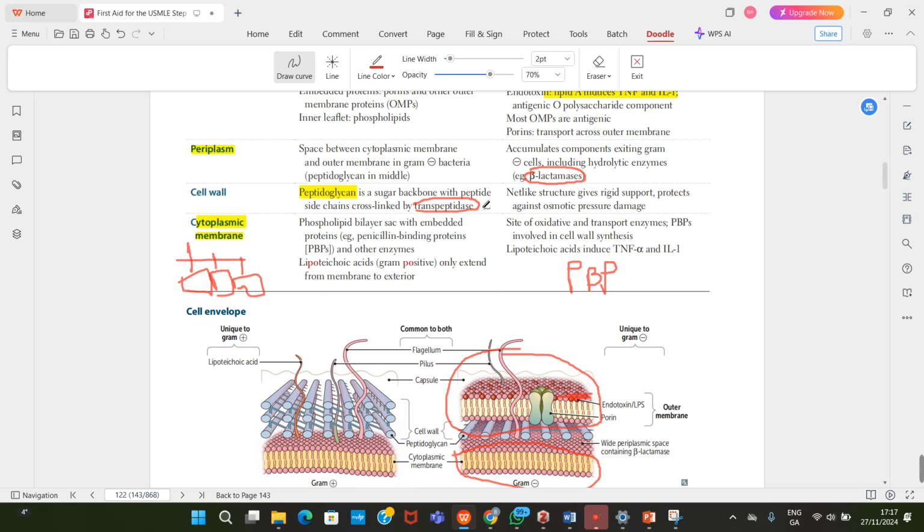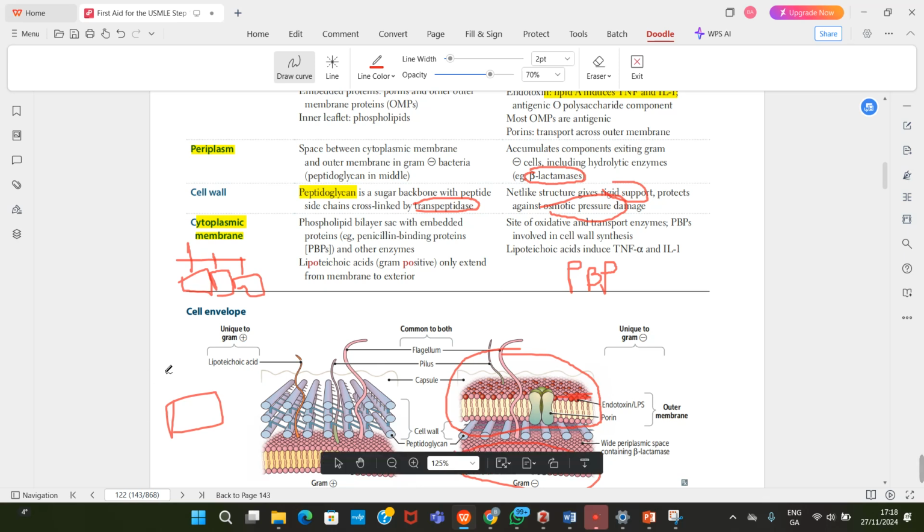And what is the function of the cell wall? It is there to provide rigid support for the cell so that it doesn't die easily and doesn't break, and also to offer resistance against osmotic pressure. Just imagine that a cell gets filled with too much water; it will start ballooning, but because of the peptidoglycan cell wall, it will not burst. It offers resistance against osmotic damage. So the cell wall offers rigidity and protects against osmotic injury.